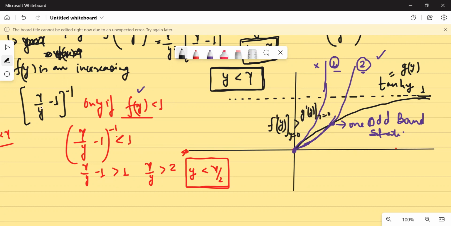So if the derivative of tan hyperbolic y at y equal to 0 is less than the derivative of f(y), what is f(y)? Gamma upon y minus 1 to the power minus 1. If its derivative at y equal to 0 is greater than the derivative of this, then the slopes will lie above. So obviously this graph will grow above this particular graph. Is that clear to you?